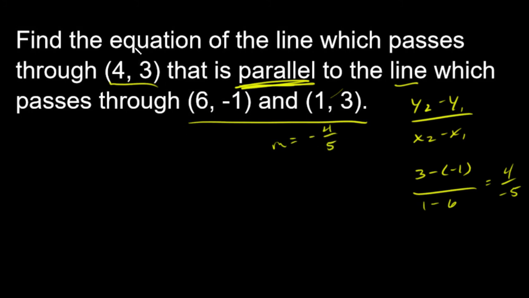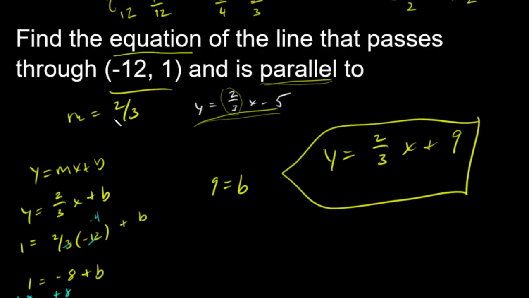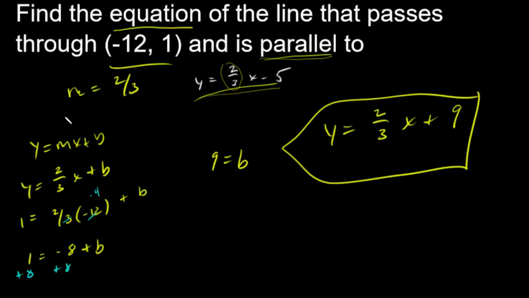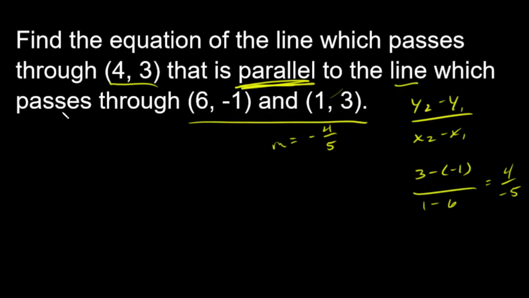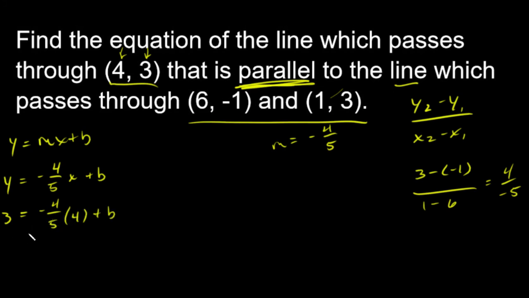So this is now saying, find the equation of the line which passes through (4, 3), that is parallel to the line with the slope of -4/5. So if our line's parallel, that means we have to have the same slope. So this, again, just boils down to a situation where we know m and we know a point. So do all of this same stuff. I'm just going to breeze on through this. y equals mx plus b. You're plugging in -4/5 for m, then plugging 4 in for x and 3 in for y. And then you're solving for b.